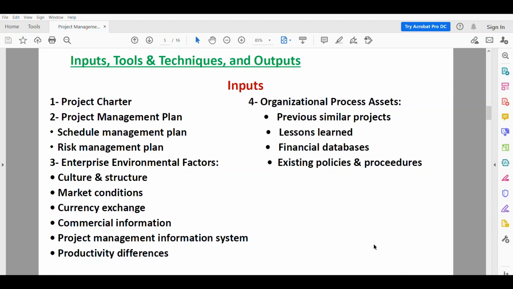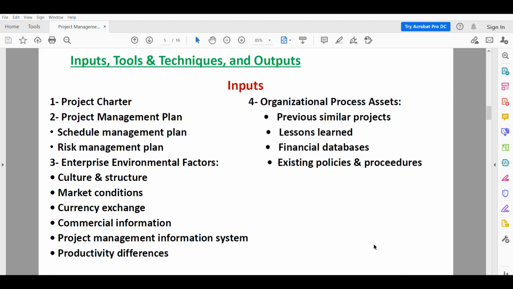And the third one is the enterprise environmental factors. These are the organizational culture and structure, which can influence the cost management. The second one is the market conditions, which describe what products, services, and results are available in the region and also in the global market. The third one is the currency exchange rates, because some of the services, equipment, and material can be procured from many countries. So we have to know the currency exchange rates.